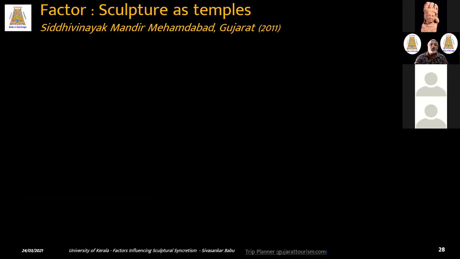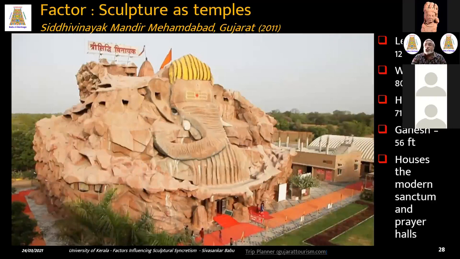Siddhivinayak Mandir in Gujarat. The entire rock and other things have been made into a Ganapati, and the Ganapati himself is a temple. It is 120 feet in height and 180 feet in width, the Ganesha is 56 feet, and it has a modern sanctum as well as a prayer hall inside. This is very near Ahmedabad. So next time, try this.